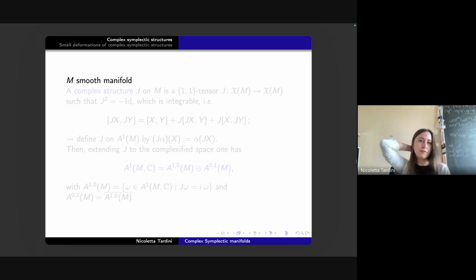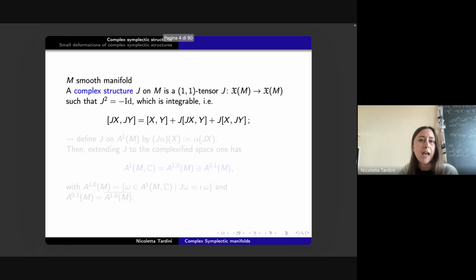So just for notation, I will use the letter M to denote a smooth manifold. Most of the time, this manifold will be compact. So in case I forget to say that, I will assume that M is compact. And let me recall that a complex structure on a smooth manifold, that I will denote with J, is a (1,1) tensor that squares to minus the identity. So this means that, in fact, we have just an almost complex structure.